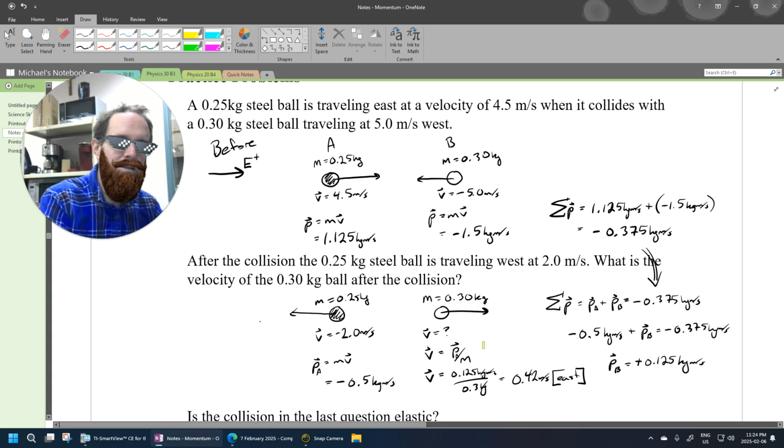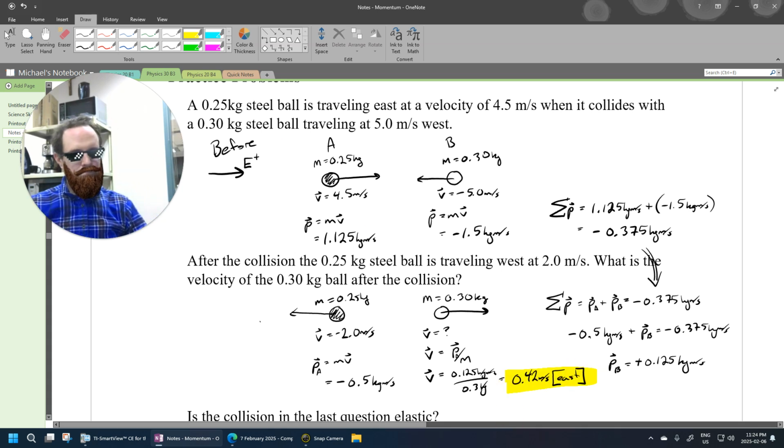Because I'm kind of all over the place here, I'm going to just highlight my answer. Cool. And that's really it. That's all you have to do: find the momentum before, use it to find the momentum afterwards, or go backwards in time. Maybe we gave all the after information and use that to help find the before.